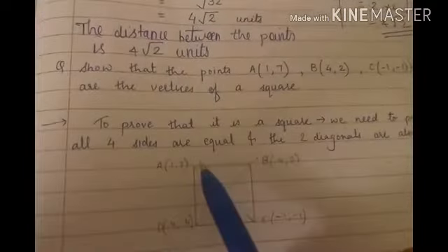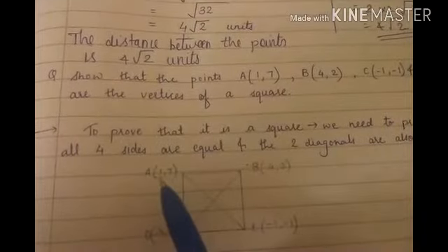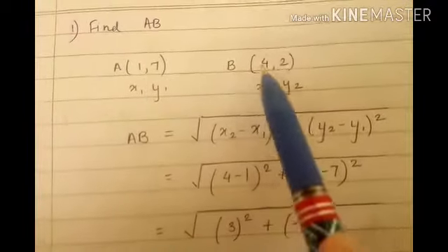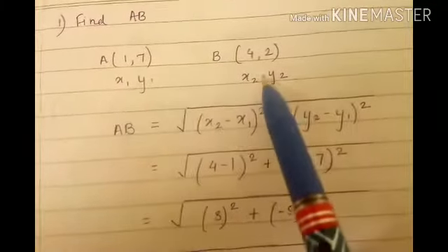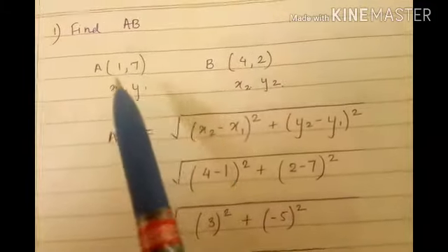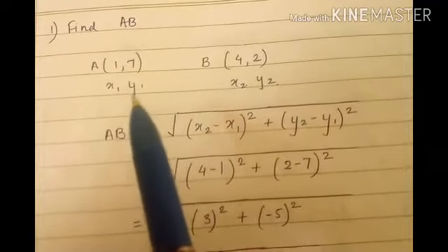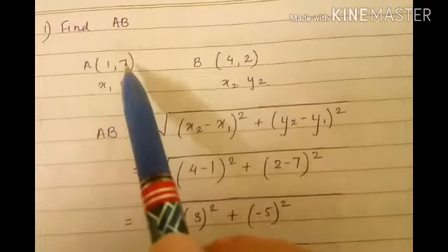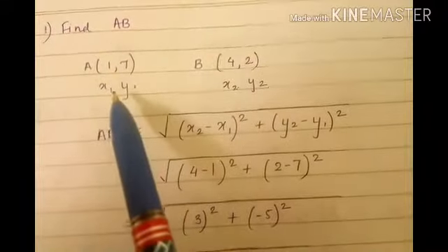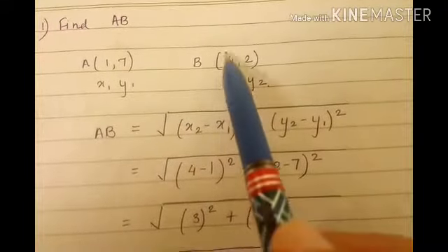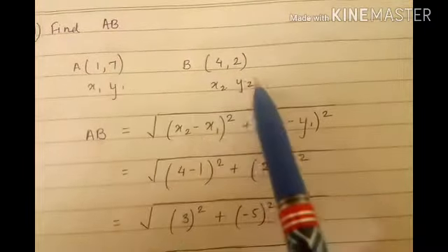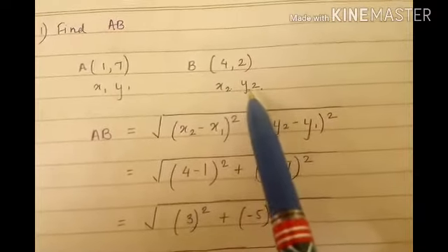So let's take the first side as AB. What are the coordinates? A is (1, 7), B is (4, 2). So this is x1, y1 and this is x2, y2. Let me tell you again that this is not x1, x2 and y1, y2. This is the x coordinate, this is y, this is x and this is y. So this is x1, the first x coordinate, this is x2, the second x coordinate, this is y1, the first y coordinate, and this is y2, the second y coordinate.